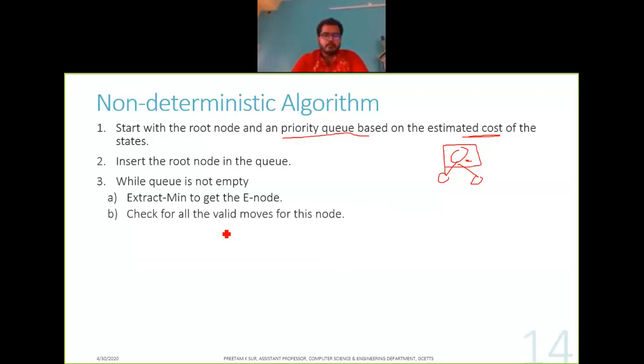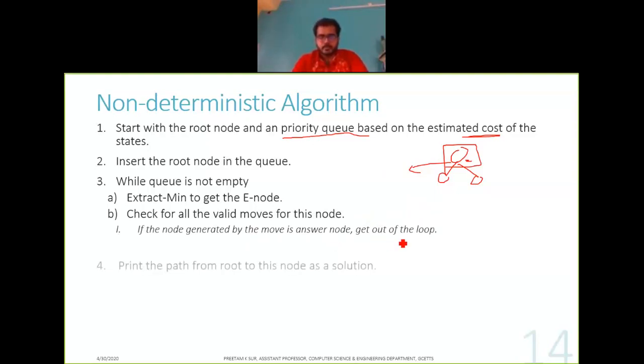So now what we'll do is check for all the valid moves for this node. Once we get the E node out of the heap, we'll try to generate all the valid moves for this node. The valid moves are left, right, up and down. Now if the node generated by a move is an answer node, we'll get out of the loop. And if the node generated by the move is not an answer node, so I'll add this over here.